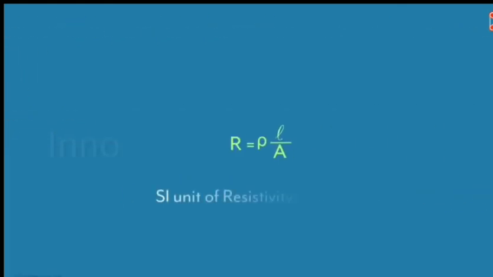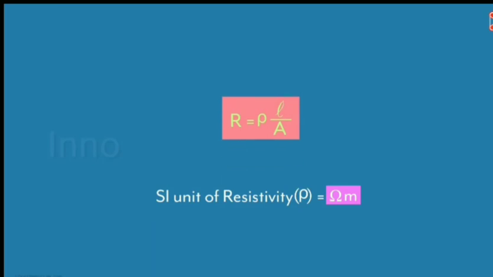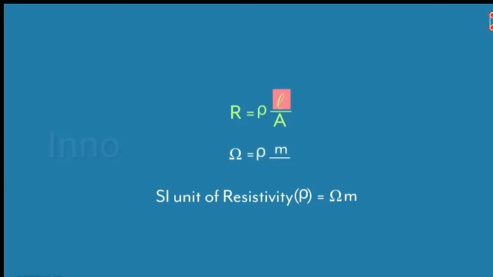The SI unit of resistivity is the ohm meter. How is it ohm meter? We can look at this formula and deduce it. The unit of resistance is ohm, the unit of length is meters, and that of area is meters squared. Cancelling and transposing the units gives us the SI unit of rho as ohm meter.